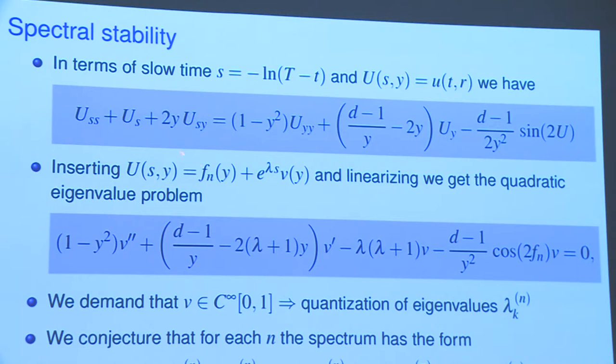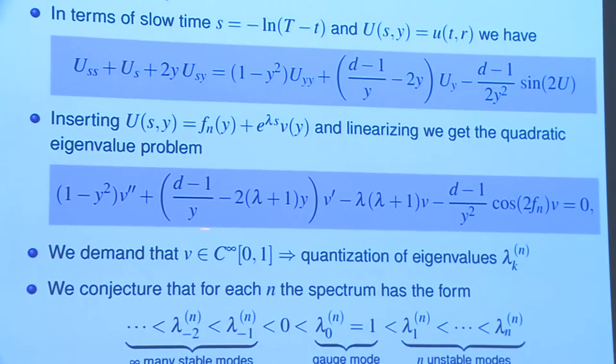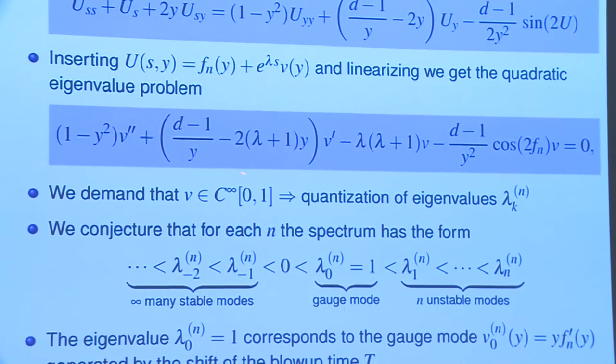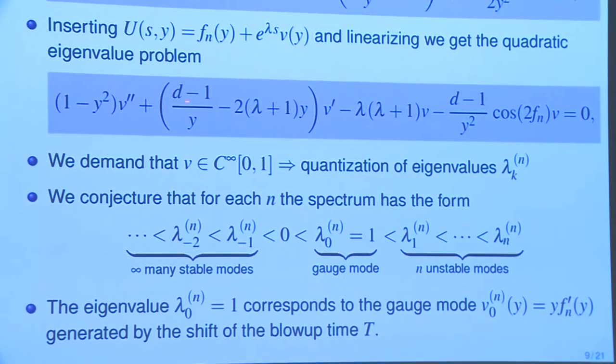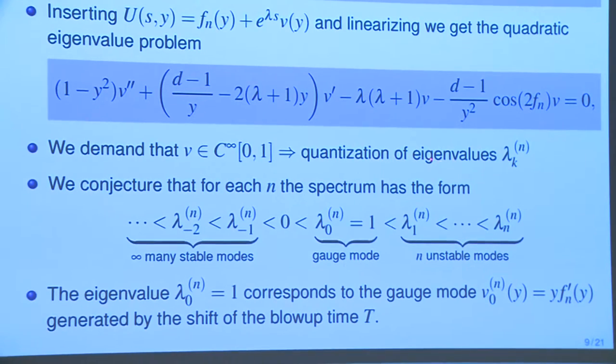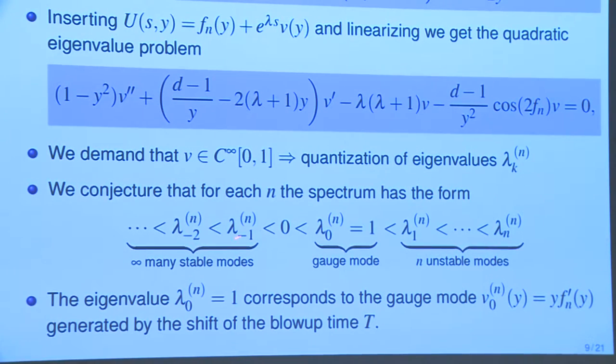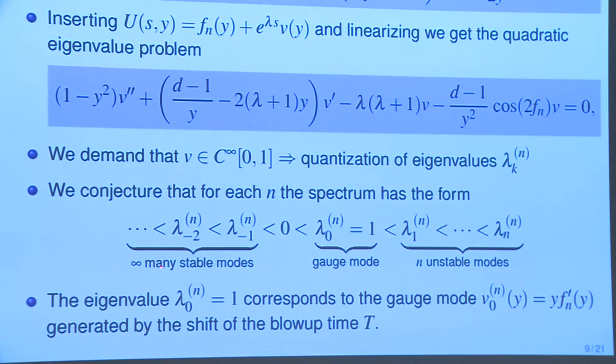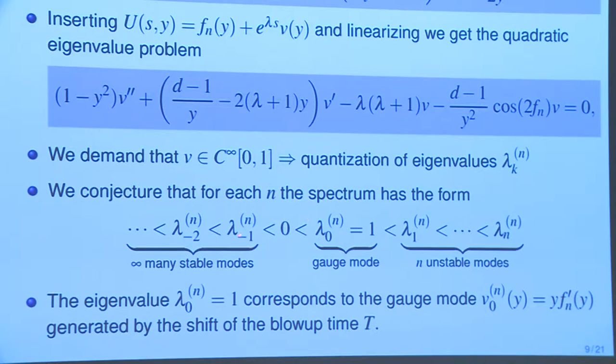So the standard procedure is we linearize around these self-similar solutions. The convention is such that eigenvalues lambda which are positive are unstable. If we linearize around them, we get a quadratic eigenvalue problem, quadratic because it involves lambda and lambda squared. And the quantization condition is that we want solutions of this linear ODE which are smooth on the closed interval from 0 to 1. This is the condition for quantization of eigenvalues. And this is the conjectured form of the spectrum. I will give evidence for that in a moment.